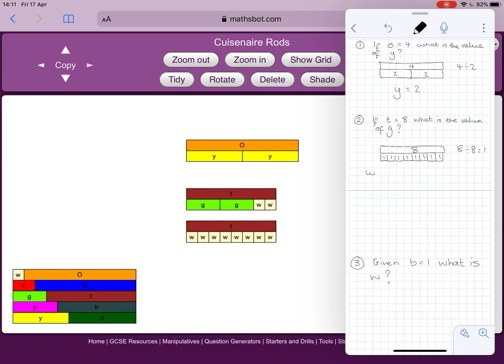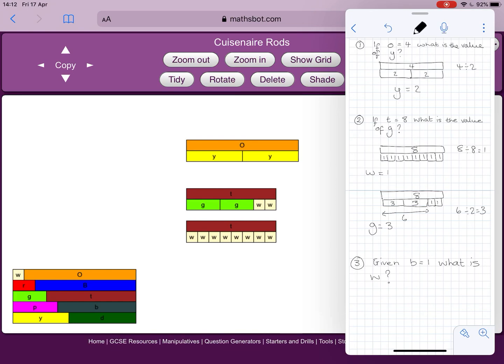Okay, so if I know that W is 1, then that changes the bar diagram for the one above. So I've got my 8. I've got my 2 1s here. And what would these 2 be? Well, 8 take away the 2 that I've got there means this bit is 6. And I have 2 of those, so 6 divided by 2 is 3. So G must be equal to 3.